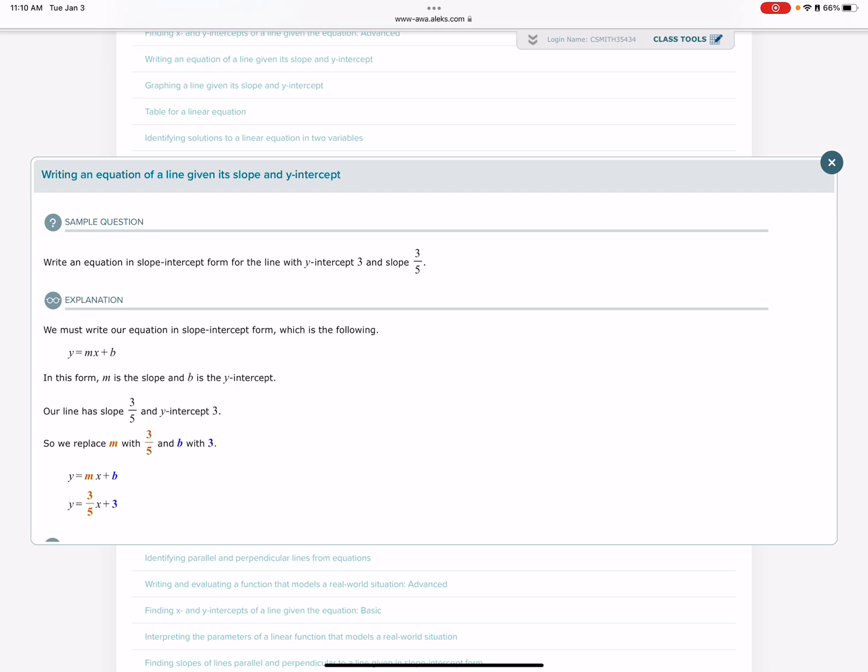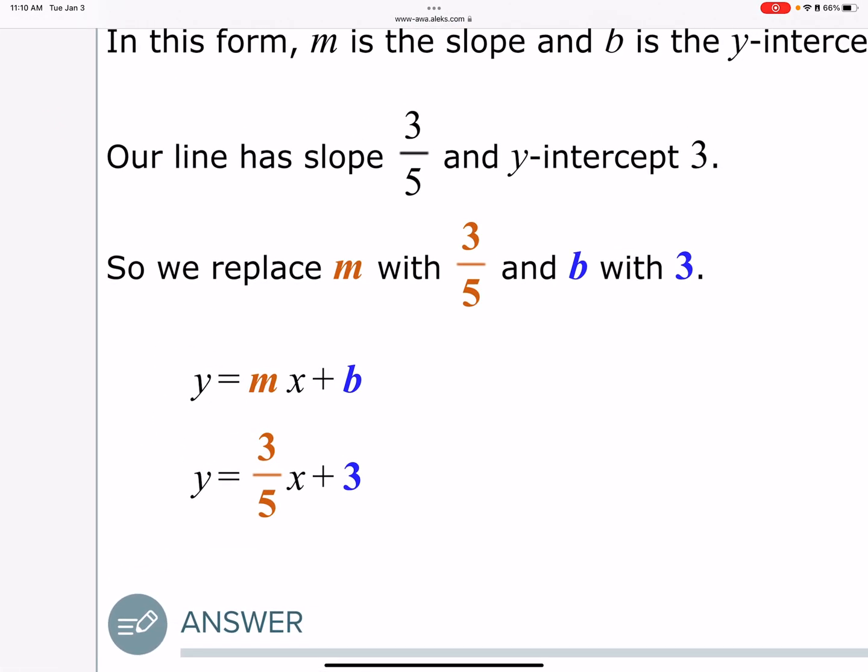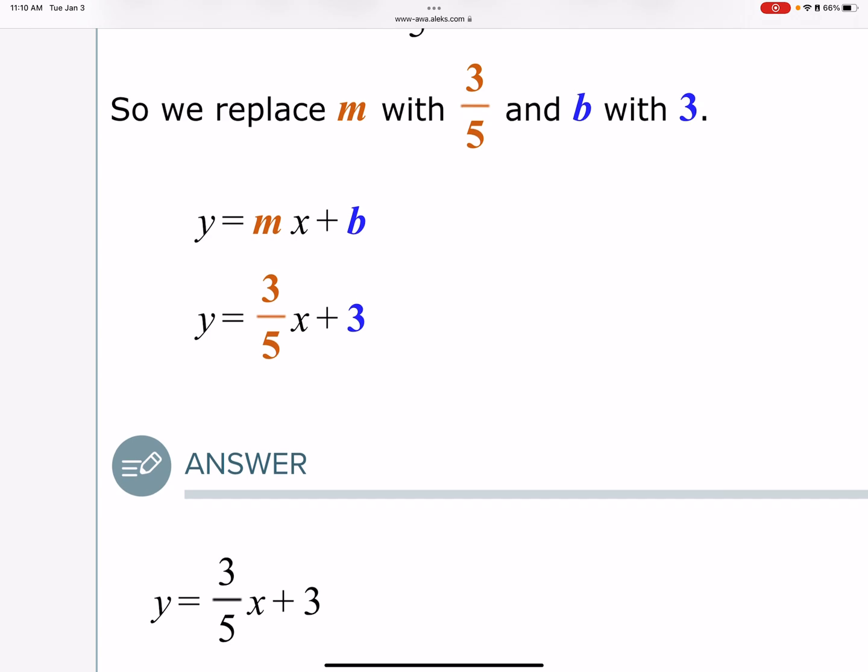Okay, so for this one in slope-intercept form, y equals mx plus b, it gives me a y-intercept and it gives me the slope. So this is very simple. My slope is 3 over 5, boom, plug it in. My y-intercept is 3, plug it in, and that is it.